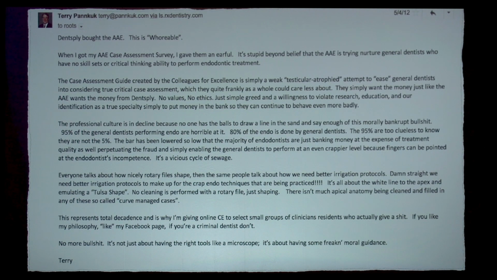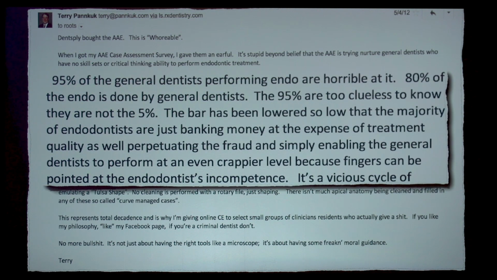favorite whipping boy, of course. Thank you, Terry, for always posting things to use. So Terry writes, 95% of the general dentists performing endo are horrible at it. He wrote this on Roots. This is in the public domain. 80% of the endo is done by general dentists. 95% are too clueless to know they are not in the 5%.